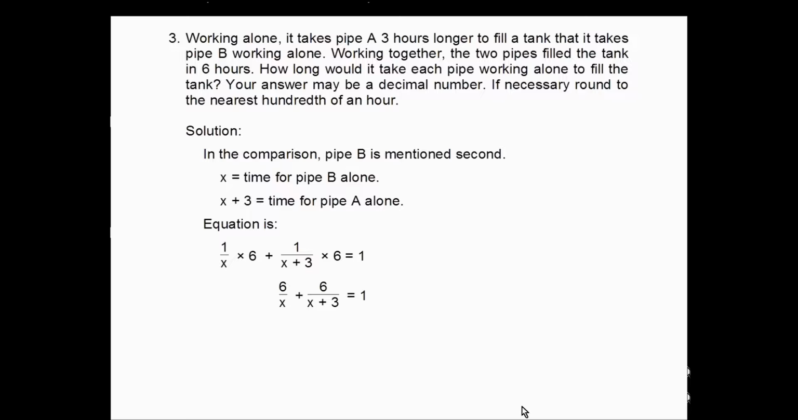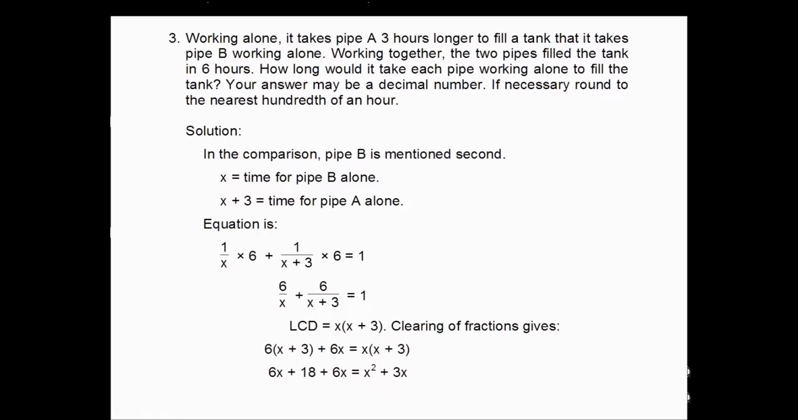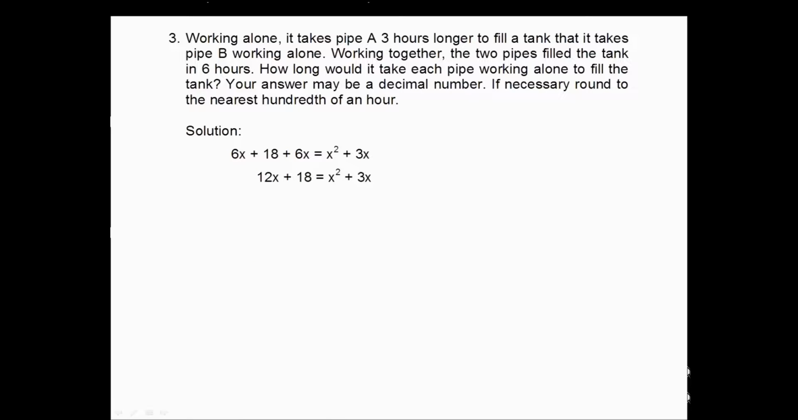My LCD is x times x plus 3. Okay, remember, multiply each numerator by a factor from the LCD that are not in its denominator. So I have 6 times x plus 3 plus 6x is equal to x times x plus 3. I have to distribute. I'll have 6x plus 18 plus 6x is equal to x squared plus 3x. I want to combine some terms. On the left, 6x and 6x is 12x. So I have 12x plus 18 is equal to x squared plus 3x.